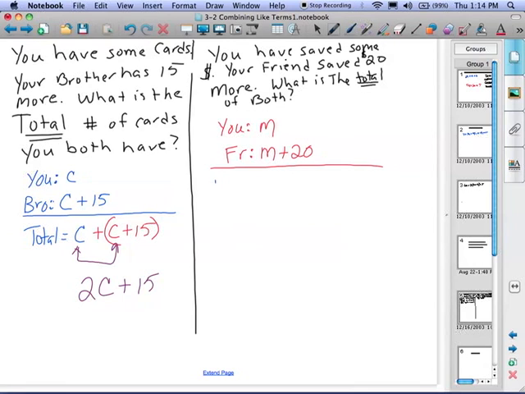We're really interested in finding out what the total is for both of you. We have to add them together. We take your money, and we're going to add your friend's. Now we can simplify by combining like terms. We have a pair of m's that can be combined. So 1m plus 1m gives us 2m plus 20. That's how much money you have both saved.